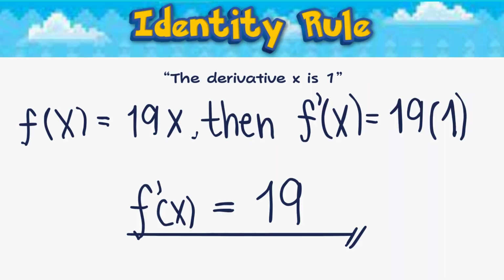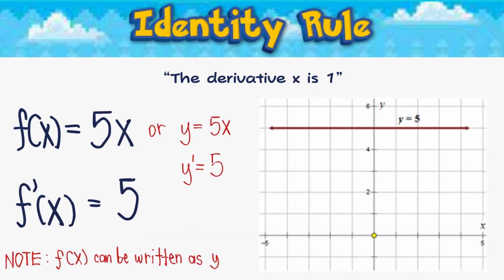So he said the identity rule says the derivative of x is 1. So if f of x is equal to 19x, then f prime of x is equal to 19 times 1, and 19 times 1 is equal to 19. So our final answer is f prime of x is equal to 19. The slope of a straight line with slope 1 is always 1. Now let's move on to the next rule.